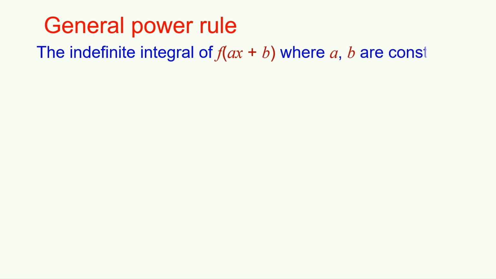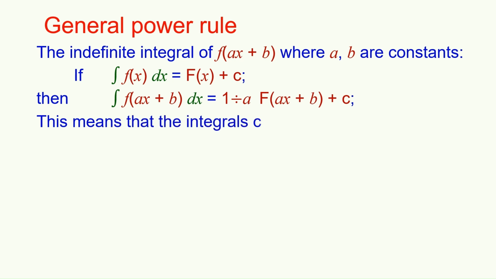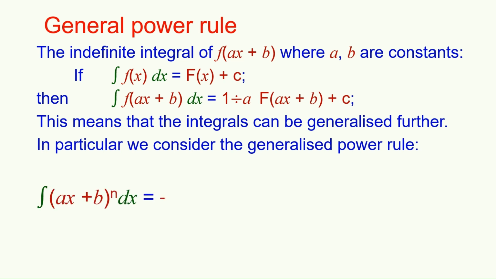General power rule. The indefinite integral of f of ax plus b, where a and b are constants. If indefinite integral f x dx equals capital F x plus c, then indefinite integral f of ax plus b dx equals 1 divided by a times F of ax plus b plus c. This means that the integrals can be generalized further. In particular, we consider the generalized power rule.